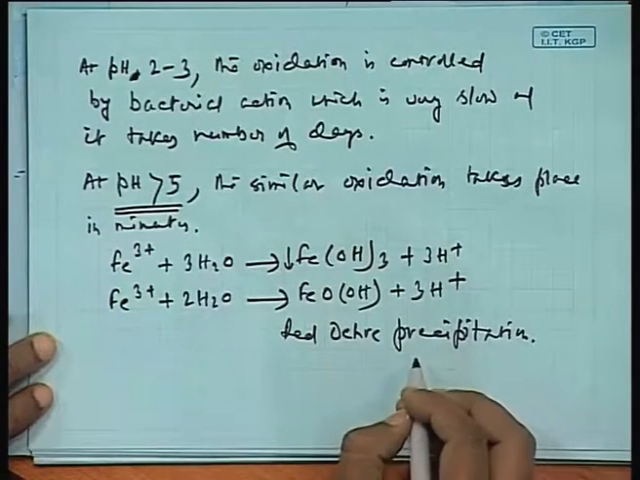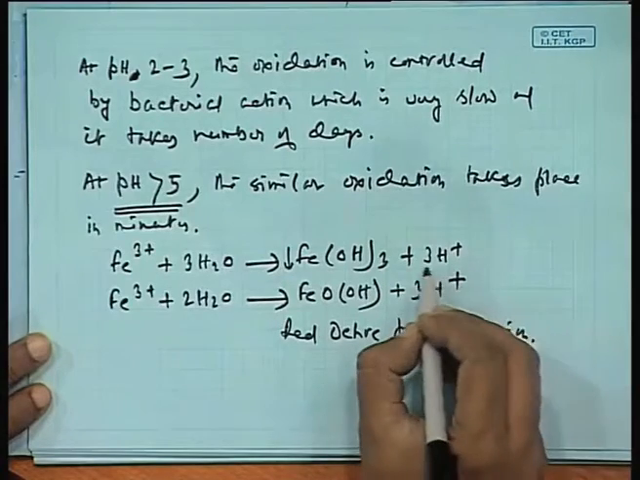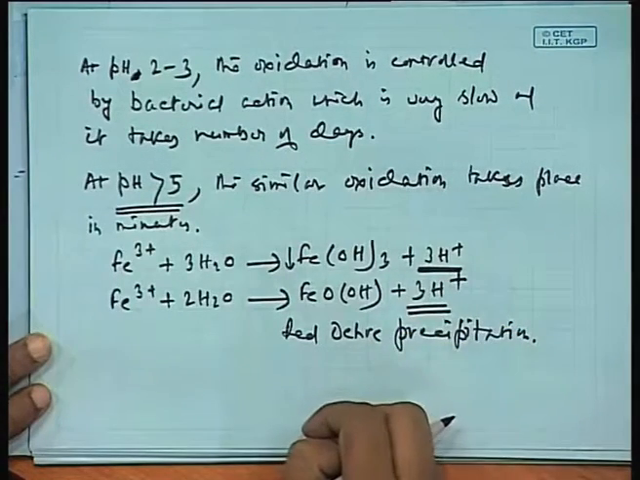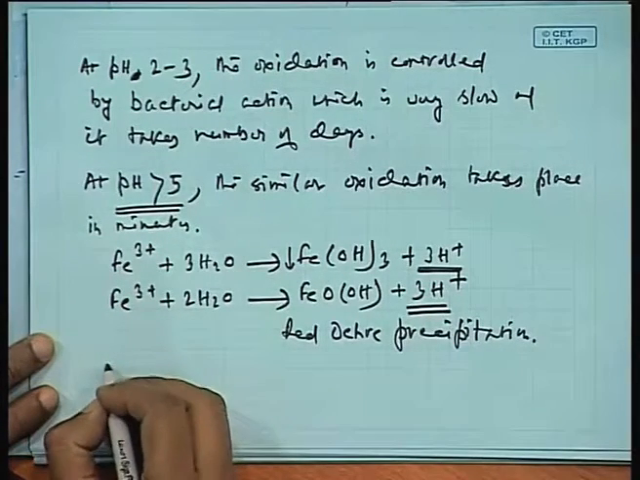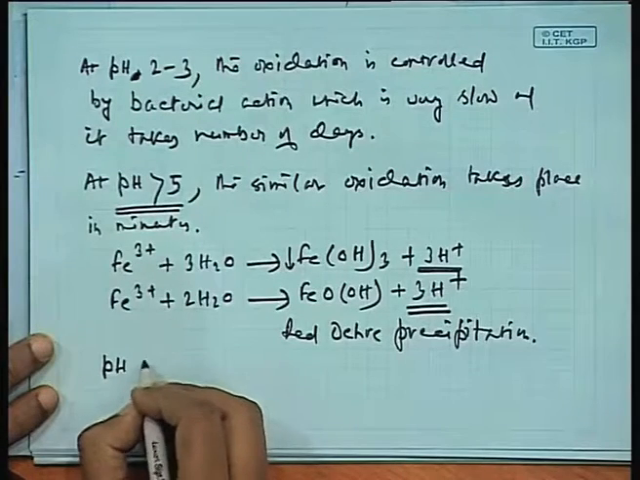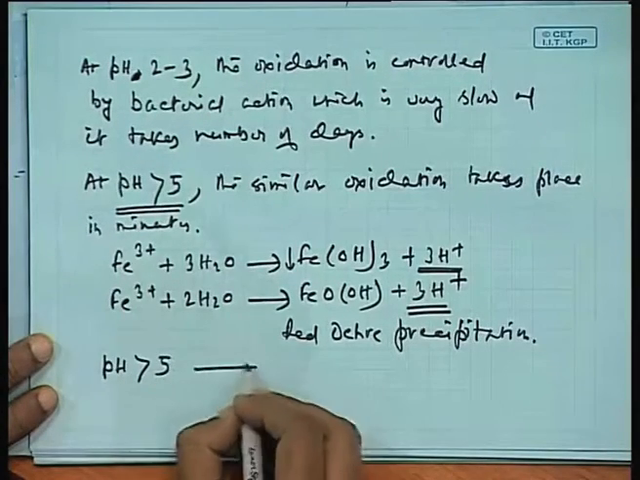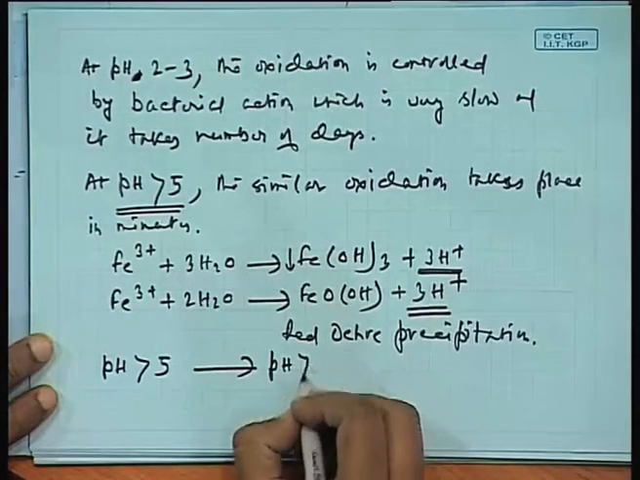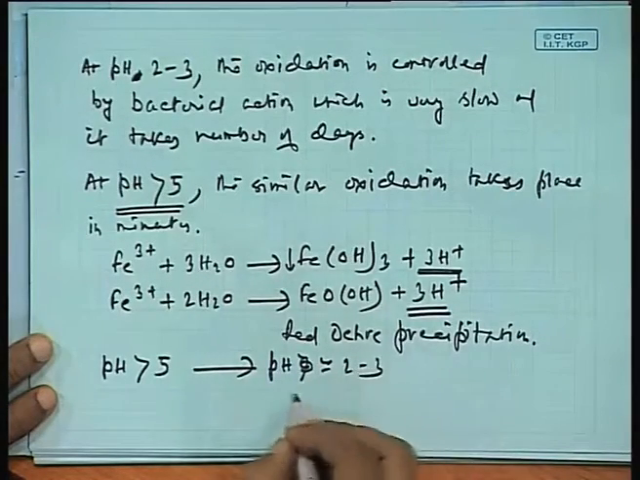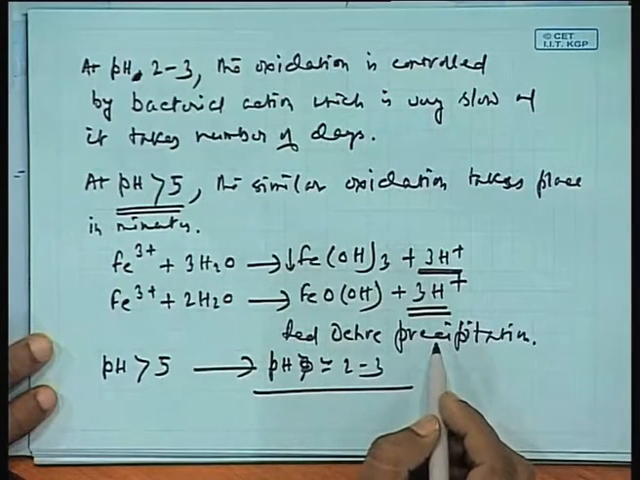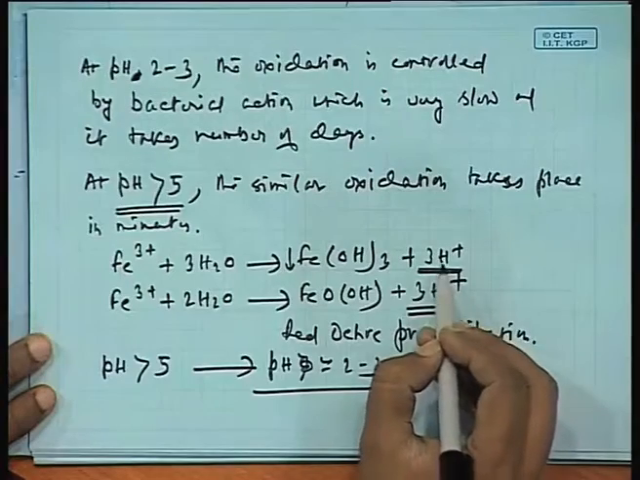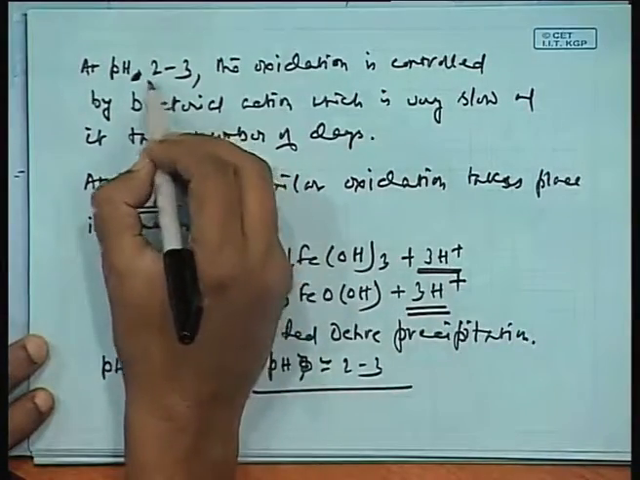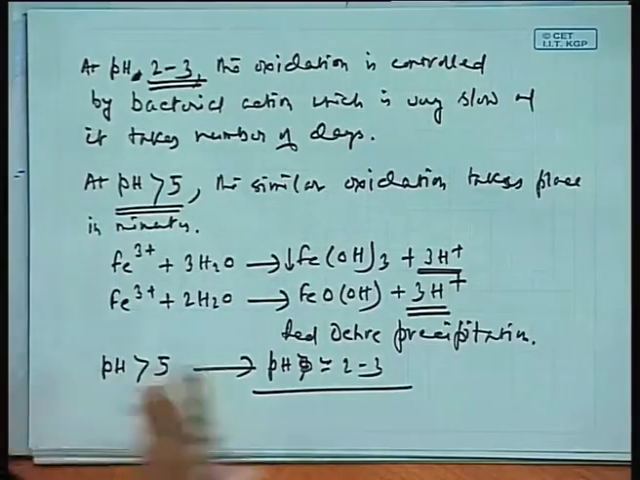The problem here starts with the production of hydrogen ions. This production of hydrogen ions would drive the pH from more than 5 back towards pH 2 to 3, because of the increased hydrogen ions produced in the formation of this ferric hydroxide. So this would lead to the earlier state of pH 2 to 3, when the reaction is very slow.